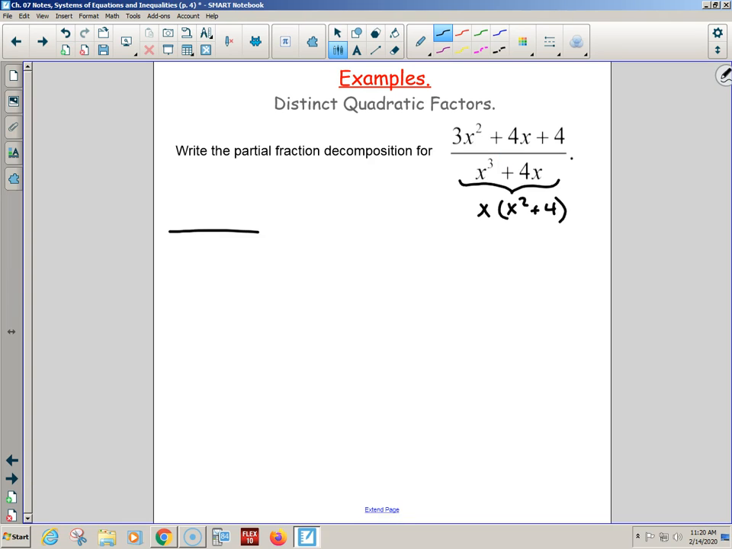It's annoying. Because x squared isn't -4, it's +4. If it was -4, it'd be x plus 2 times x minus 2. But it's +4, so we're stuck.